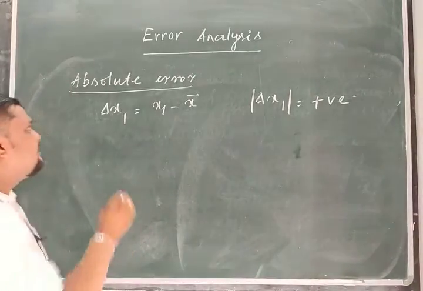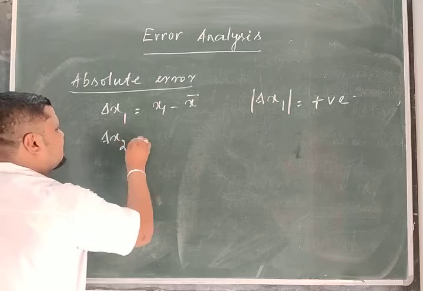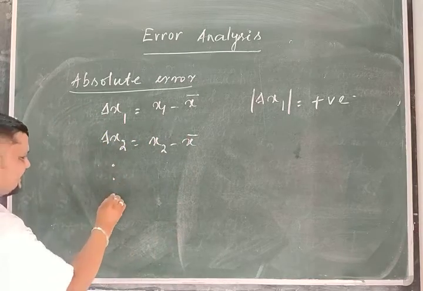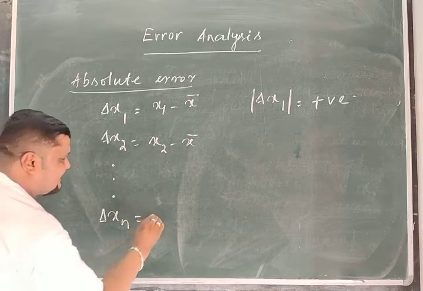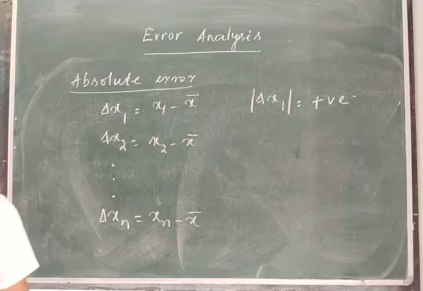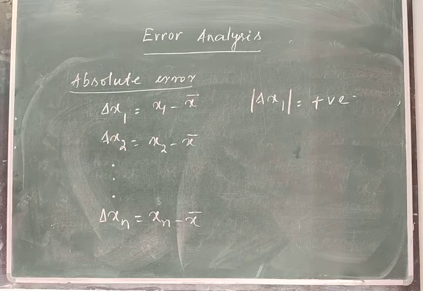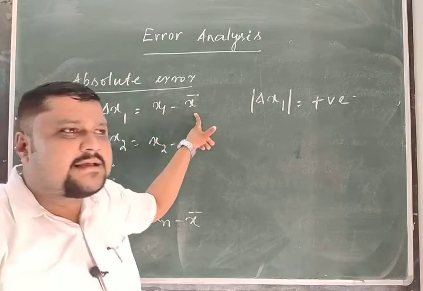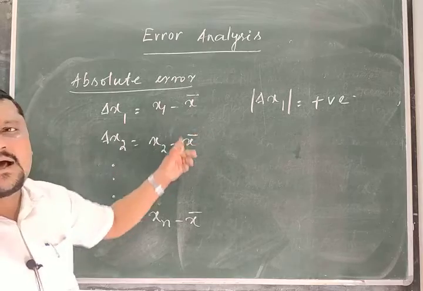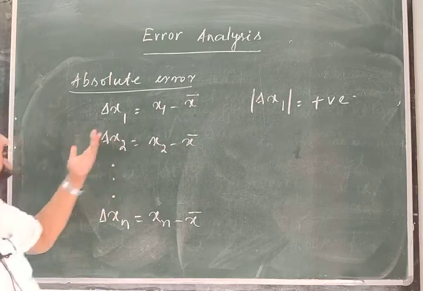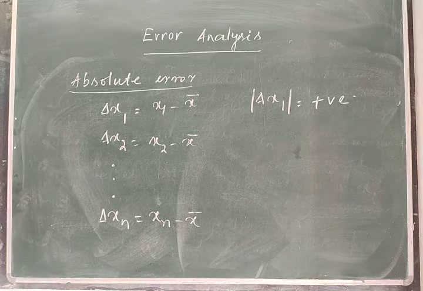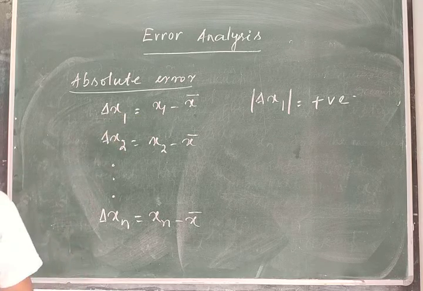Similarly, in the second observation, the absolute error I will write, delta x2, is equal to x2 minus x bar. Similarly, in the nth observation, delta xn is equal to xn minus x bar. So, if this x1 is greater than x bar, this is positive. If the measured value is less than the true value or the mean value, then this is negative. So, it may be positive or negative, but the mode of this one is always positive.